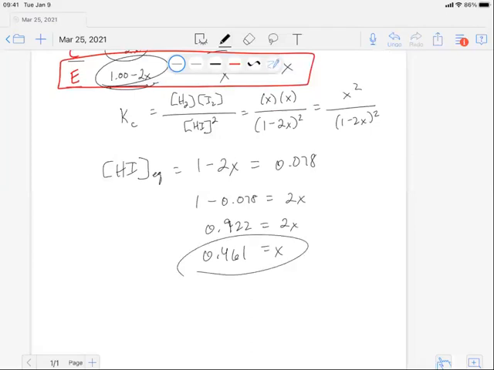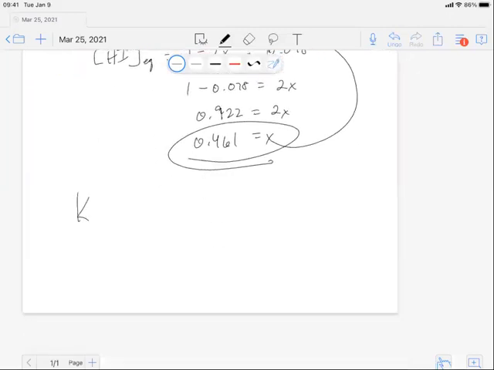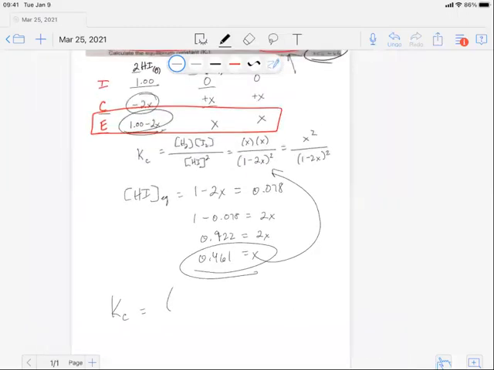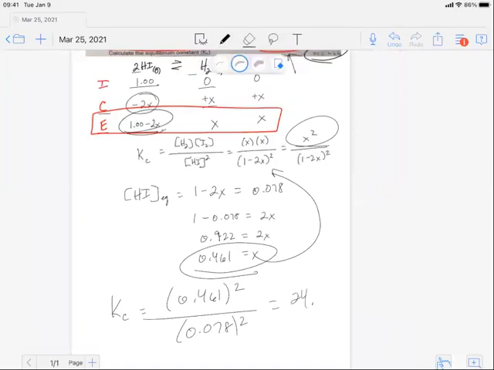Okay, so now I found my value for x, which I can put back up here in my equation. So the equilibrium constant is equal to 0.461 squared over 0.078 squared, which is 34 point, well, that would be nice if I wrote the right number, 34.93. Ta-da!